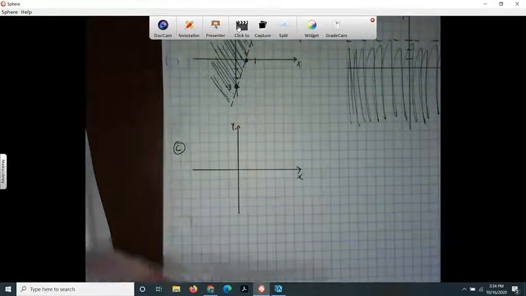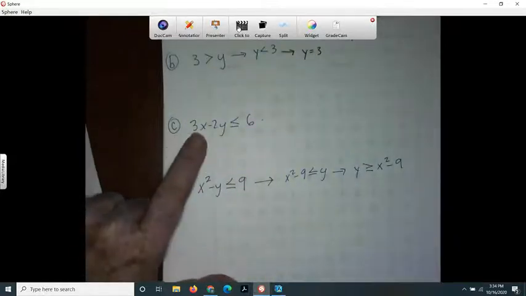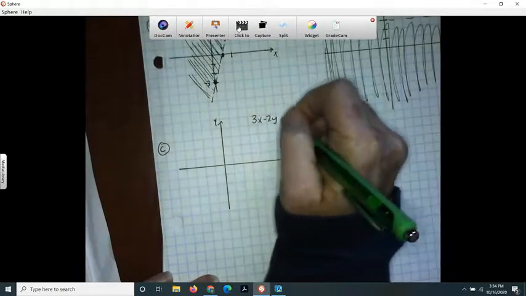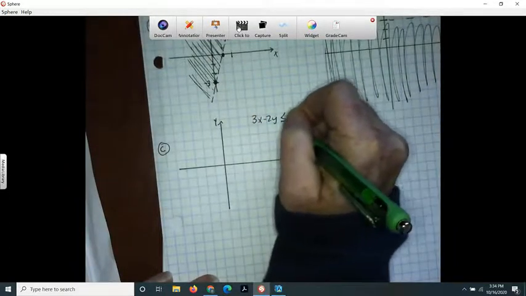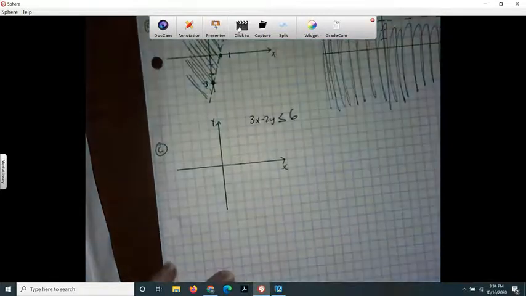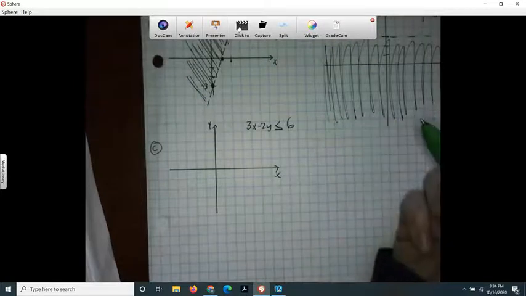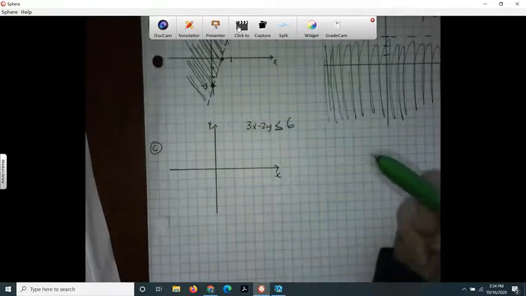Let me write down what it was. It was 3x minus 2y less than or equal to 6. So on one like this, I'm going to use what I call the cover-up method. I'm going to get the intercepts.